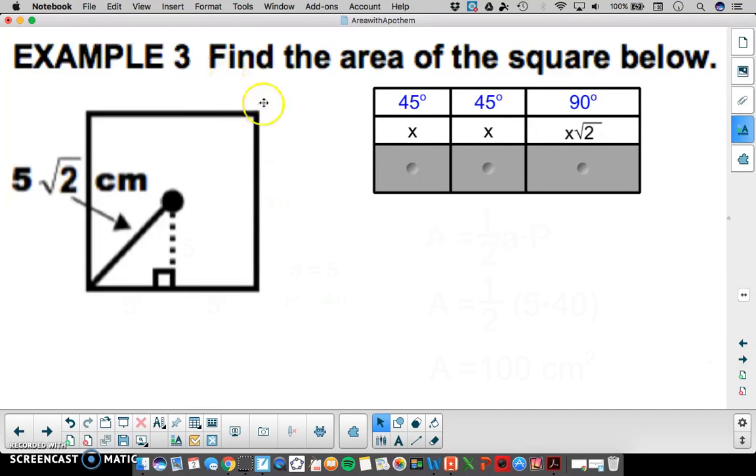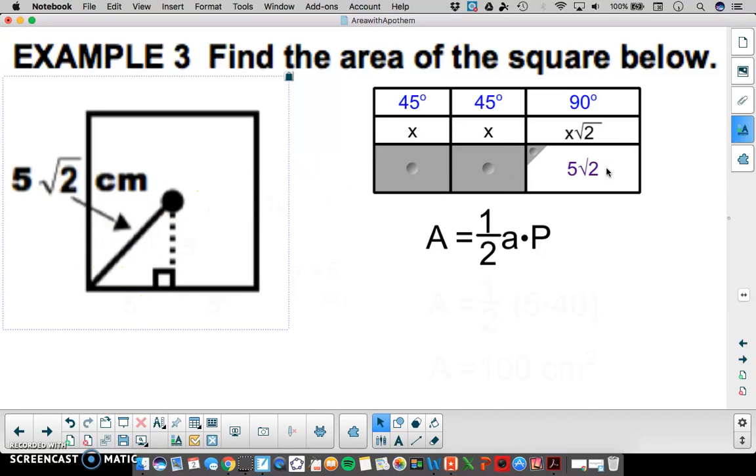In example 3, we want to find the area of the square. We are given the length of the radius, which is 5√2. In order to find the area, we need to find the apothem and the perimeter. So we're going to use our 45, 45, 90 triangle to be able to do that. We're given the hypotenuse, which is 5√2. Divide by √2 to be able to find x, which will be 5. So both of those segments will be 5.